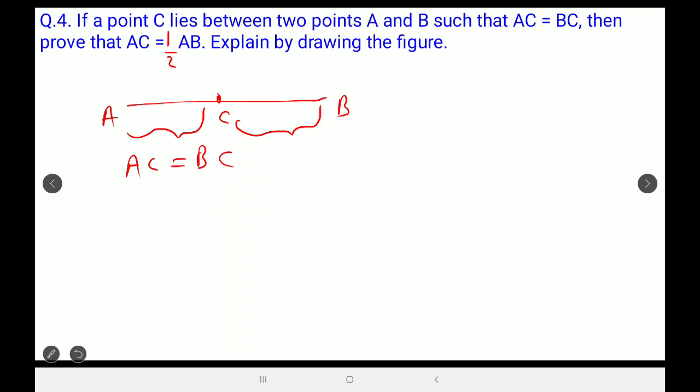Okay, now we have to prove that AC, this small part, is equal to half of the full, 1/2 AB. To prove that, we know that if equals are added to equals, the wholes are equal. Remember, x equal to y, so we can write x plus 5 equals y plus 5. Same way, here we can write AC equal to BC is given. Now we will add AC on both sides.